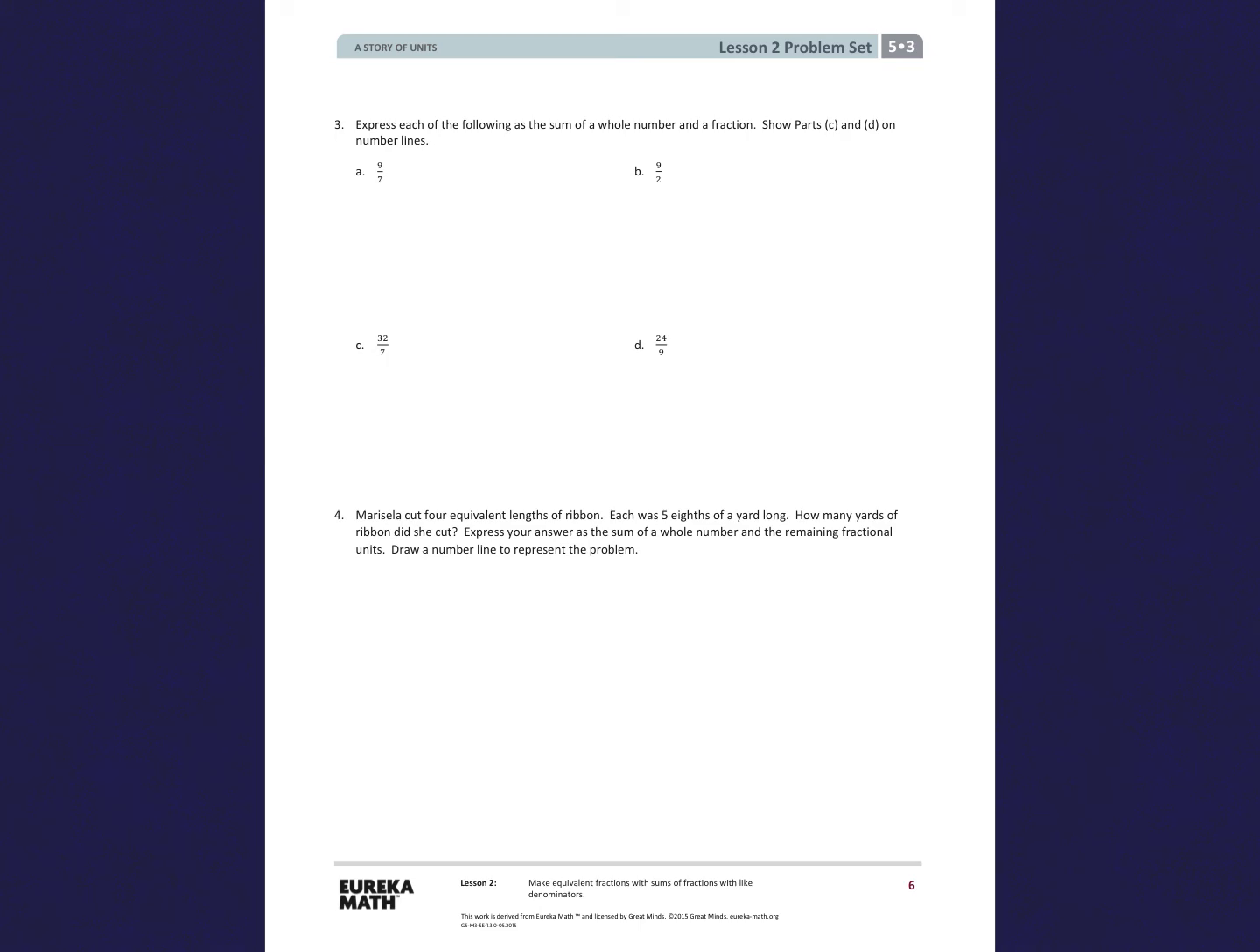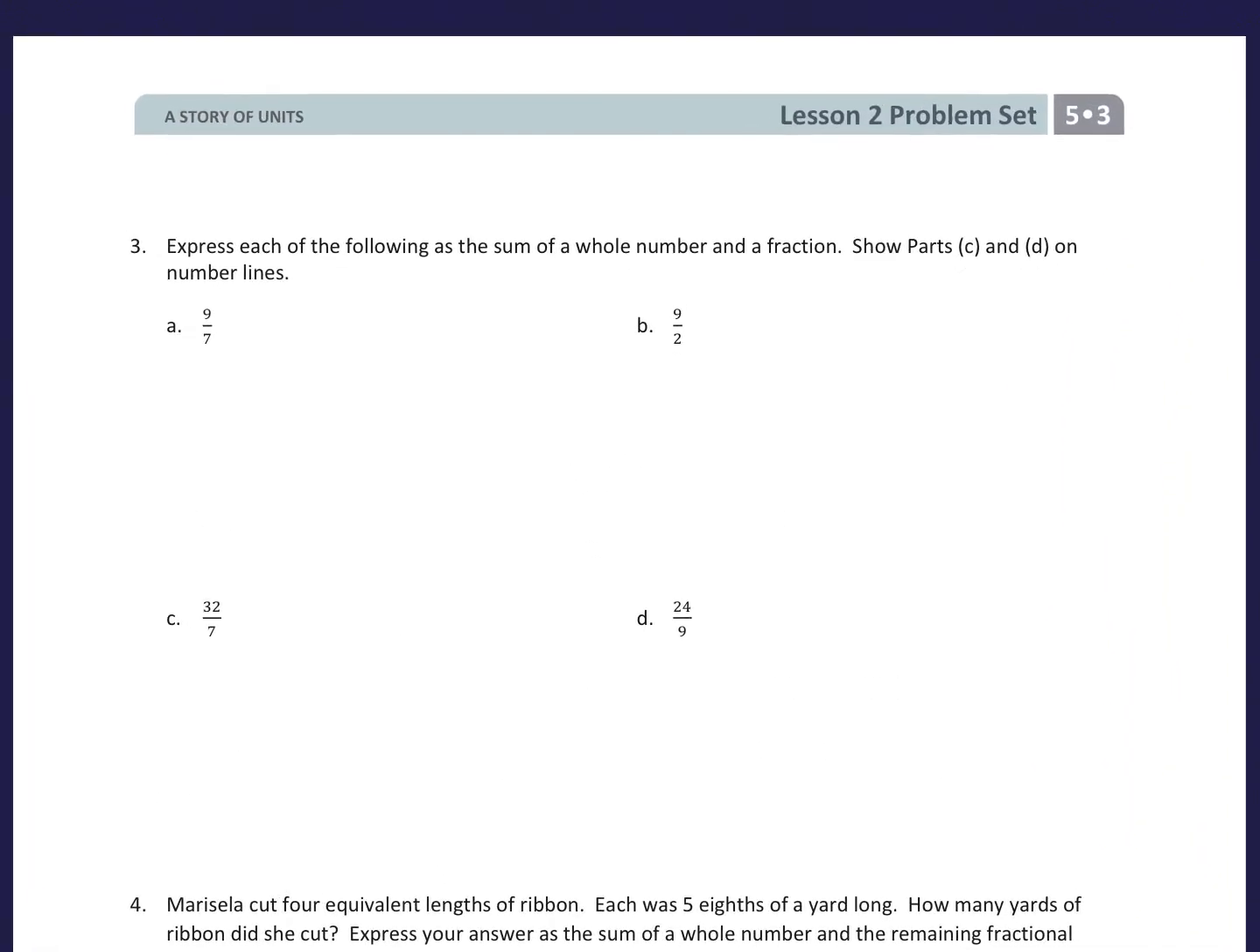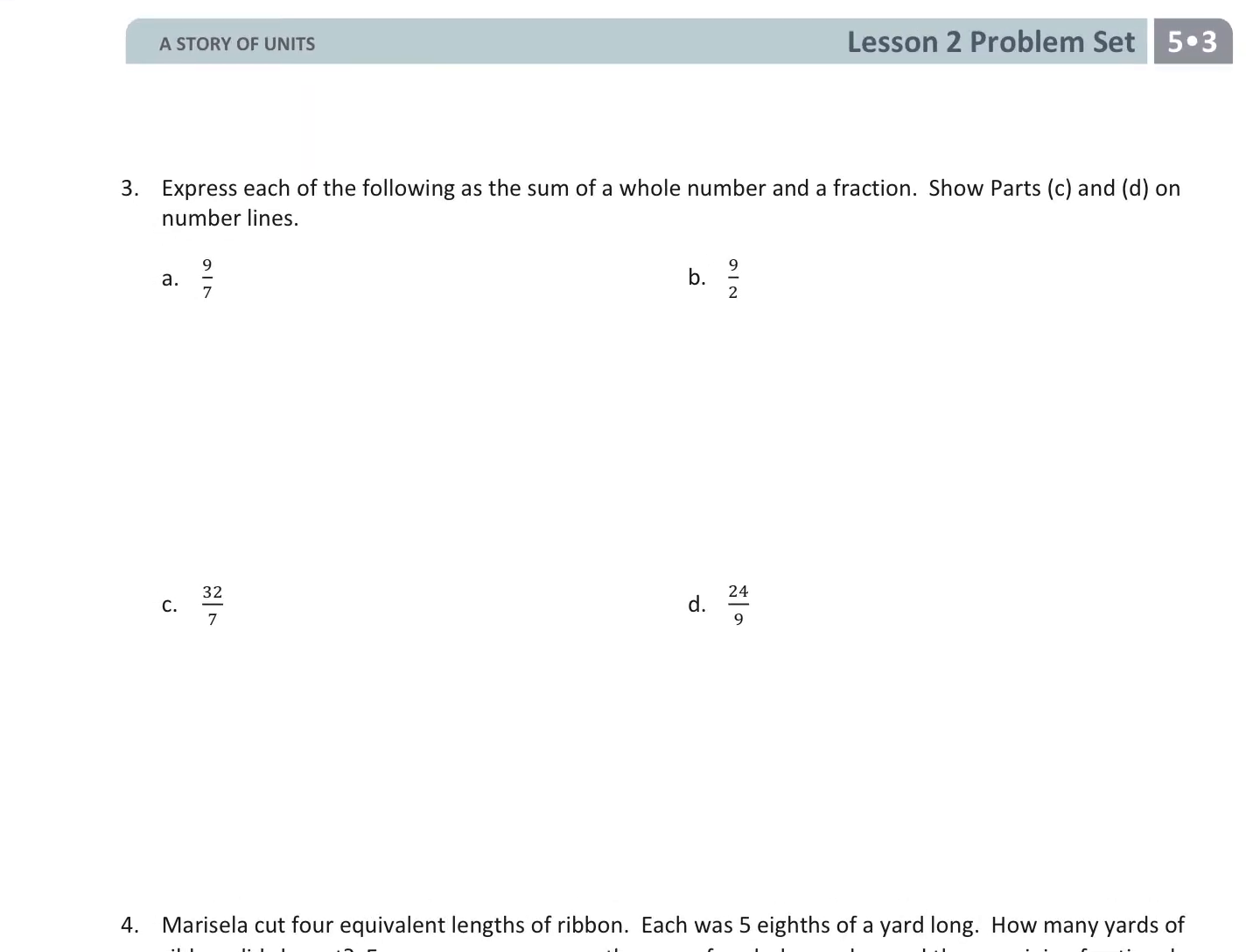So, let's zoom in here. It says express each of the following as the sum of a whole number and a fraction. Show parts C and D on number lines. So, well, kind of the same thing, but a little bit different. We're not doing equal parts anymore.